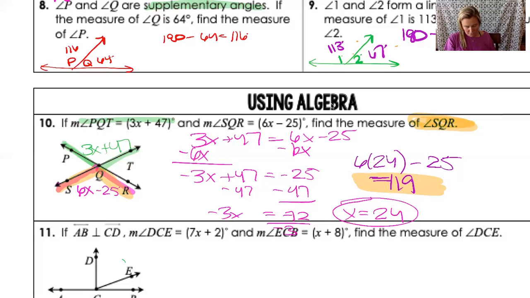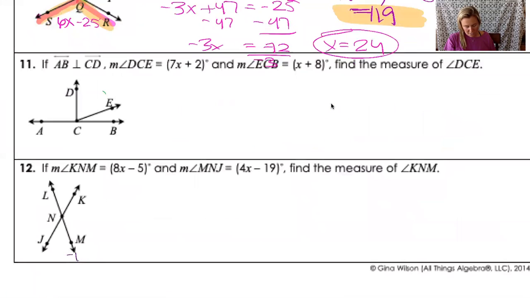All right, let's look at the next one. It says ABC is perpendicular to CD. Perpendicular means 90, so both of these would be 90 degrees. We have DCE, which is 7x plus 2, and ECB is x plus 8. Together these equal 90, so we have 7x plus 2 plus x plus 8 equals 90. Okay?